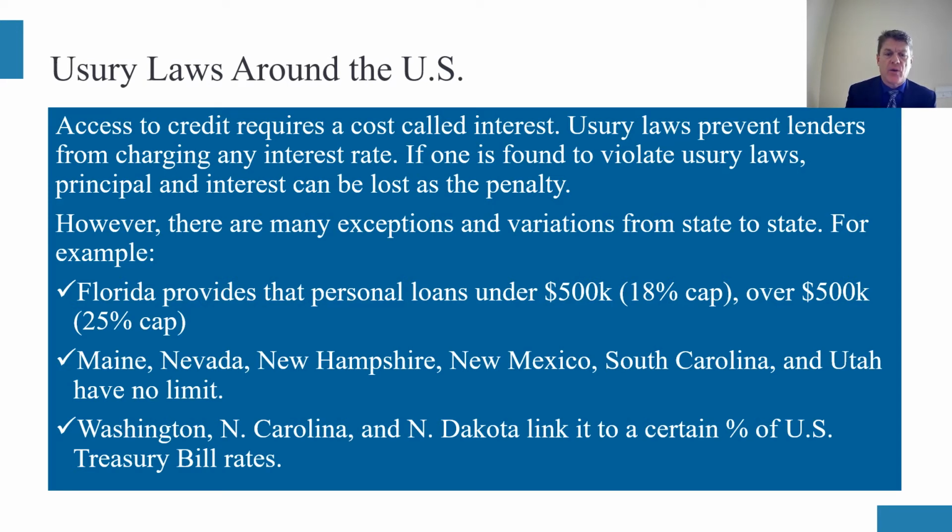Washington, North Carolina, and North Dakota link it to the rates of T-bills or Treasury bills. So that gives you at least a benchmark that you can refer to. But again, the idea of what is usury, there's a lot of variability around the country, as you can see with these examples.